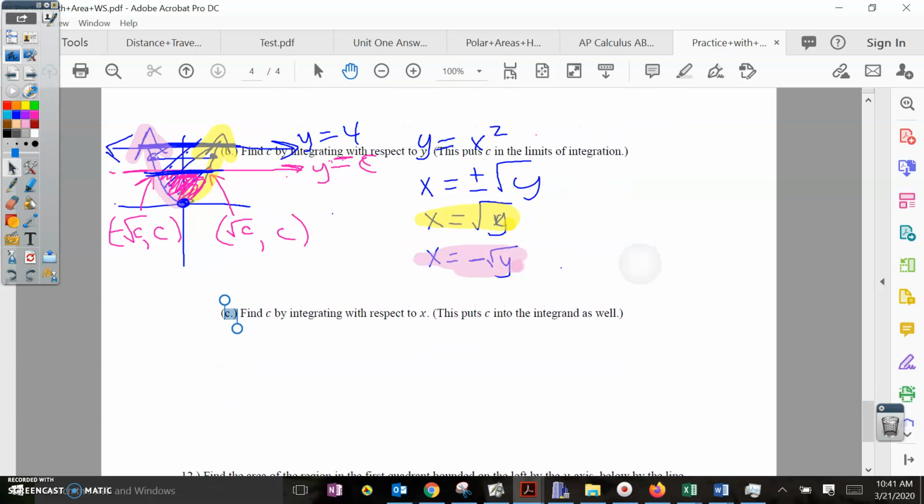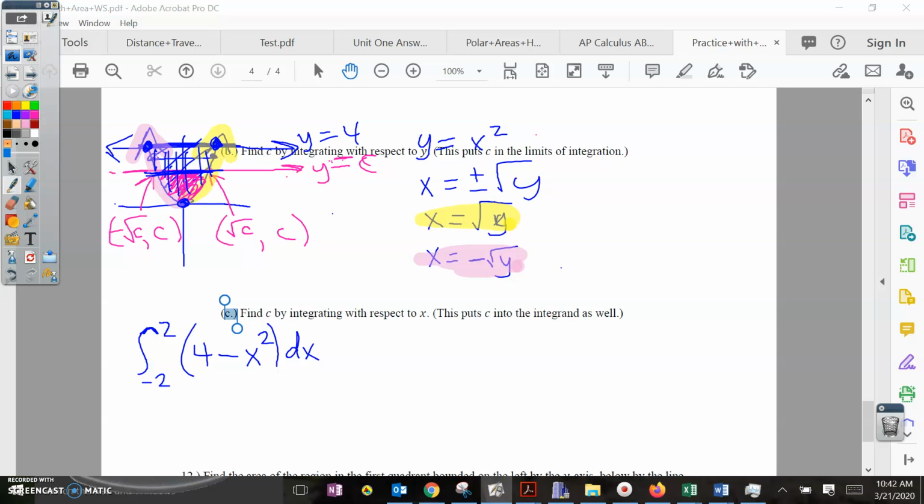Now in part C, we're supposed to find c by integrating with respect to x. So we want everything to be in terms of x's, in this case. And so the integral of the whole parabola, we're going to go from the left end to the right end. So that's from -2 to 2. So we've got that the whole area is the integral from -2 to 2 of the line 4 minus the parabola x squared. And so that's the area of the entire region.